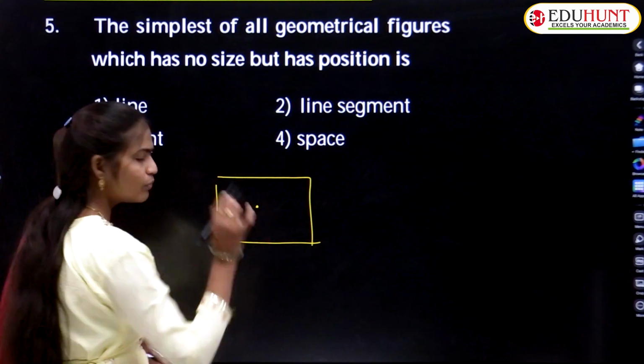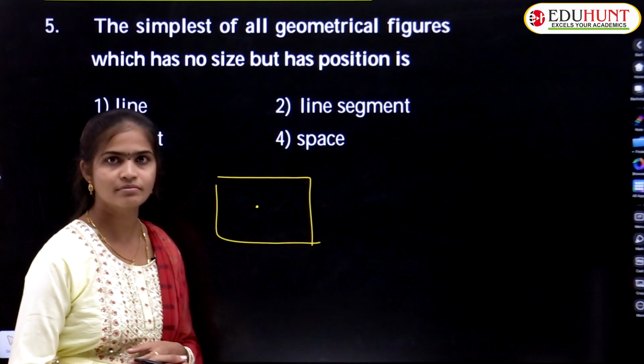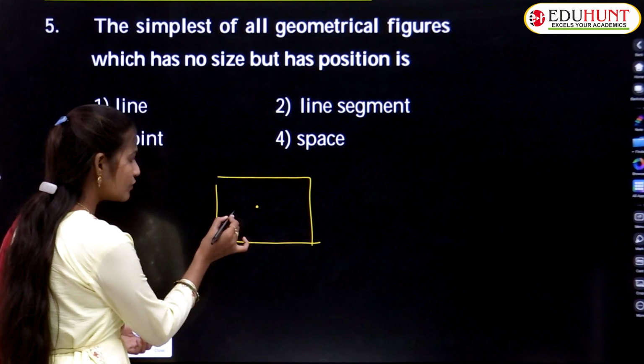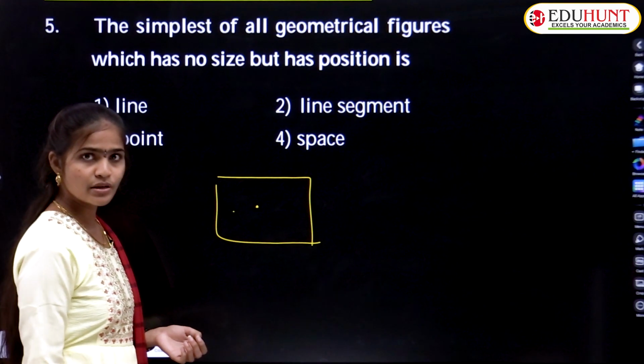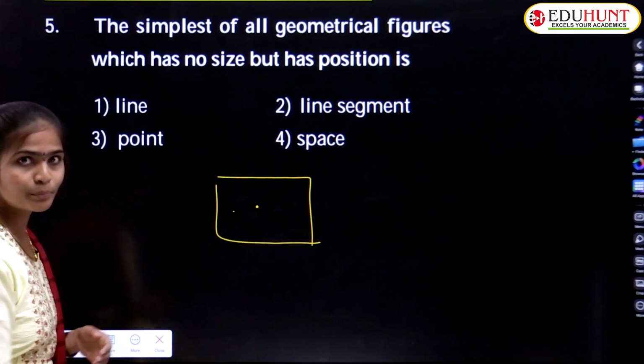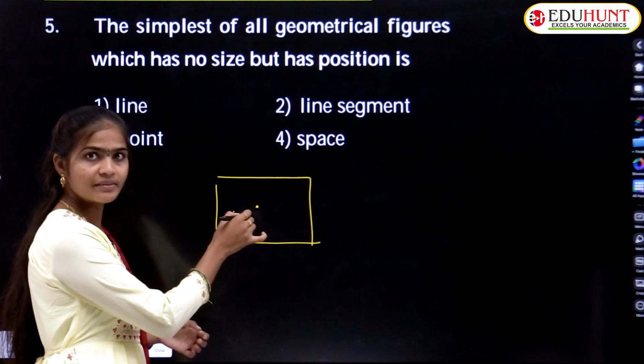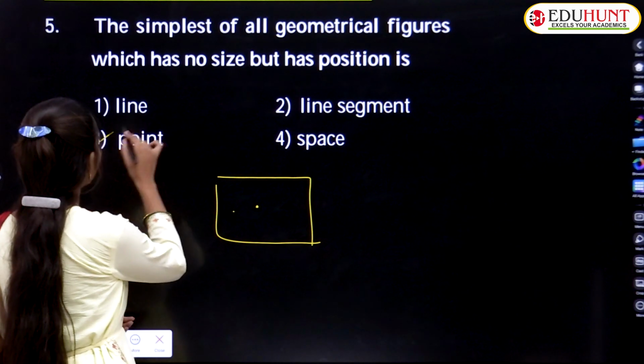Here I kept one of the points. Does that point have any size? We can't say that. Here this is one size and this is one more size. So exactly something I kept here. So no size but it has a position. But we can say that here one point is there. So here that is a point.